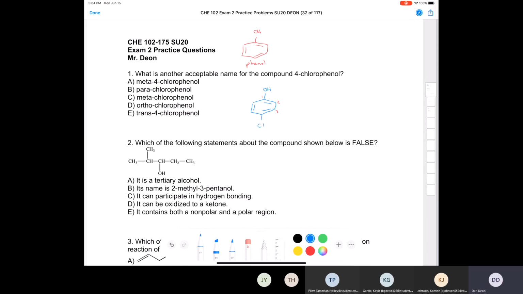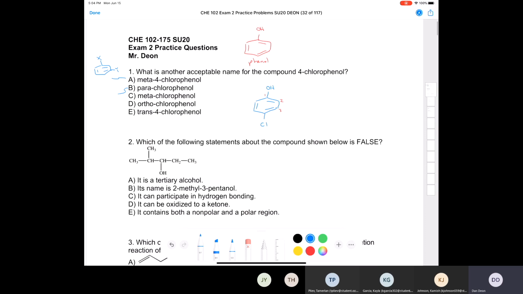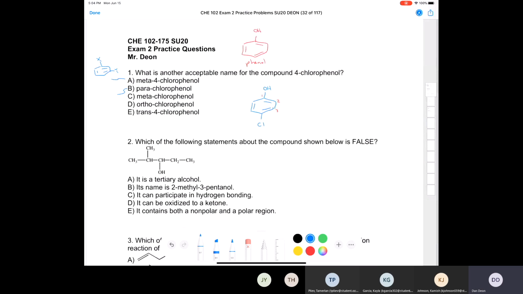So another name, it says here meta 4-chlorophenol. Well, you remember that when something is meta substituted, that's like a 1,3 substitution, and we need a 1,4. It says here in B, para-chlorophenol. That seems a little bit more reasonable, right? Because para means 1,4 substitution. So if we have something like this, if we have X and Y, the answer would be para-chlorophenol because the chlorine is para to the hydroxyl in the phenol.